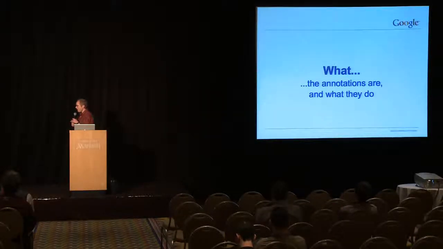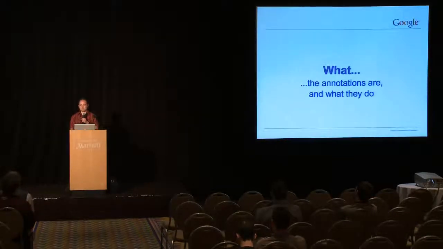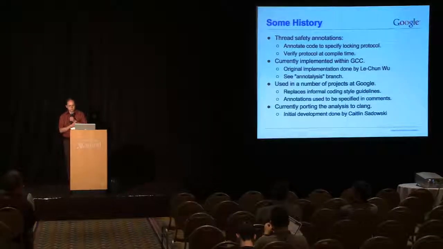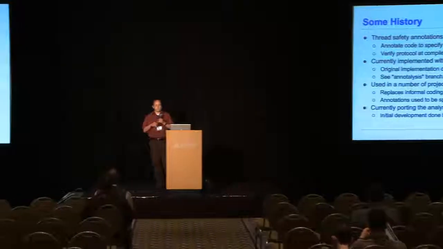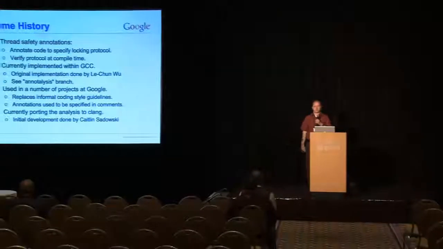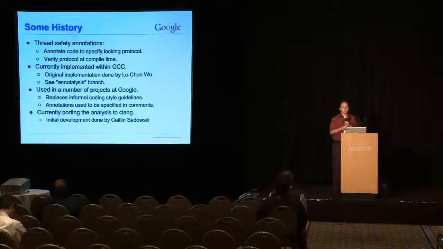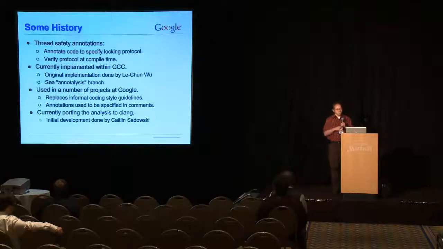So that's a brief introduction to the annotations. I'm going to go into a little bit more detail about what all they are. So first, some history. As I mentioned, what we're really doing is just like you have types to specify the signature of methods in the interface of methods in the class. These thread annotations sort of specify the locking protocol, the threading interface to a class.